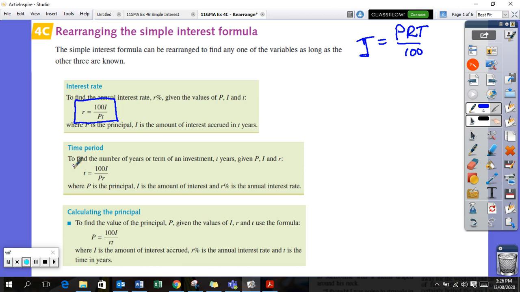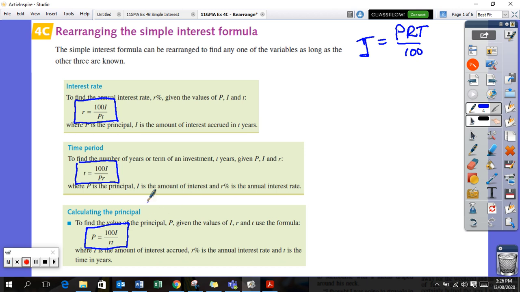To find time, it's exactly the same thing. So the 100 multiplies with the I, and the P and the R come down the bottom, the time stays on its own. Exactly the same thing, 100I up the top, and the other variables down the bottom. So to find P, exactly the same, 100I up the top, 100 multiplies with the I, and the RT go down the bottom. So I want you to notice how all those formulas are the same sort of formula.